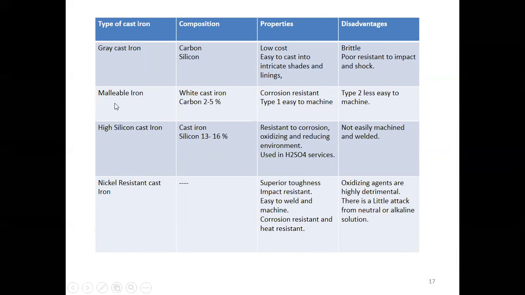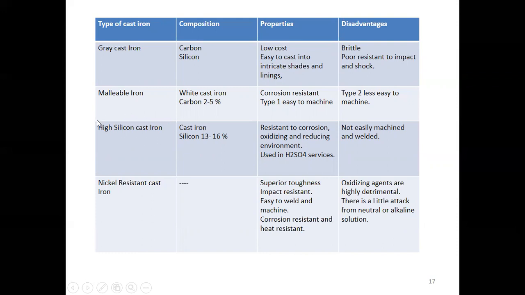The next modification is malleable iron. It contains white cast iron, with carbon concentration of 2 to 5%. Its property is that it is corrosion resistant. Type 1 form of the cast iron is easy to machine using this malleable iron. Disadvantage: type 2 of this malleable iron is less easy to machine.